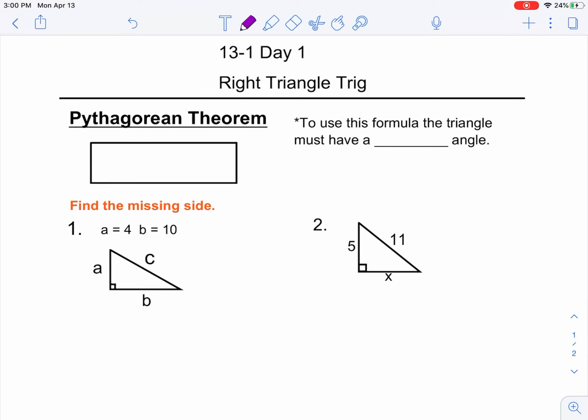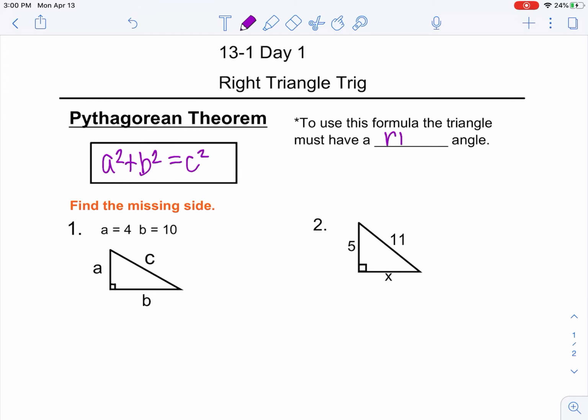Today we will go over Lesson 13-1 Day 1, Right Triangle Trig. The first thing we are going to review is the Pythagorean Theorem, which states that in a right triangle, the leg squared plus the leg squared equals the hypotenuse squared. More often, you probably see this written as a squared plus b squared equals c squared, where c is our hypotenuse. To use this formula, the triangle must have a right angle. So we must have one angle that equals 90 degrees.